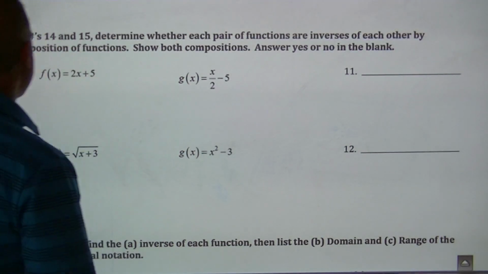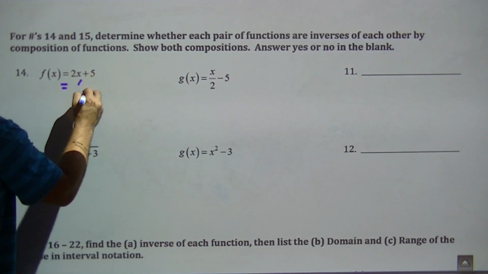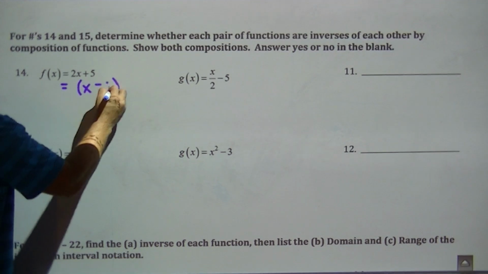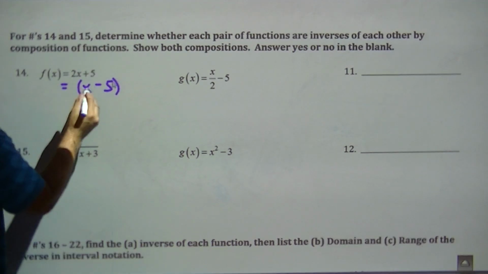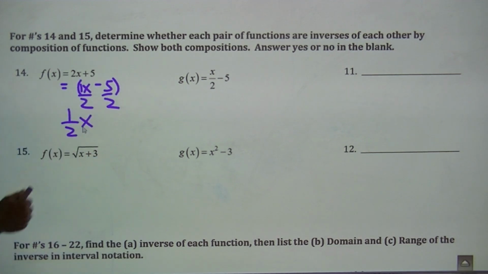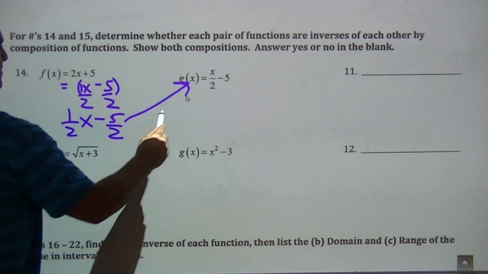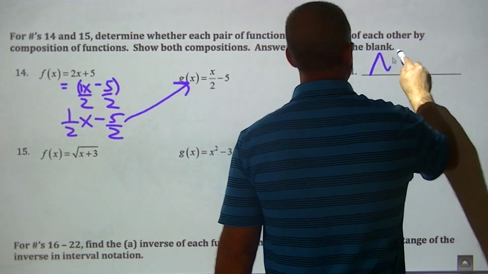Let's just check the inverses. All right, so here's the idea. That for this to be the inverse, this would be x first, and then this would be minus 5. And then I would divide each of these things by 2. So that would be 1/2 x. Okay, -5 divided by 2 is -5/2. Does that match that? That answer would be no.